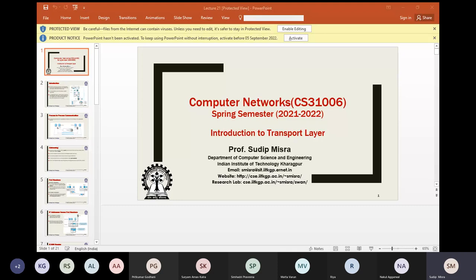Then we have the registered ports, which are between 1024 to 49151. These are not assigned or controlled by ICANN. They can be registered with ICANN to prevent duplication, because if you want to use some port number, you have to register it, because if you do not register, then somebody else might be using it. So these are called registered ports, between 1024 to 49151.